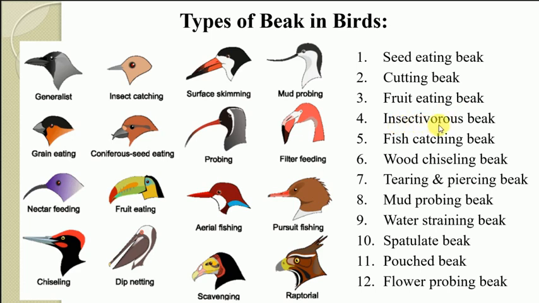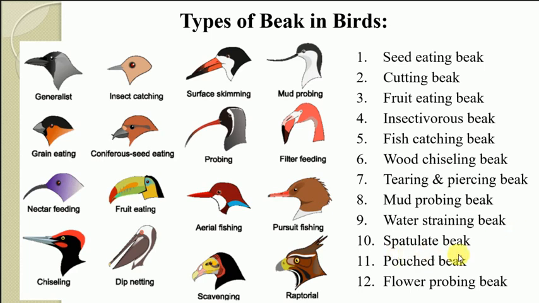Then the insectivorous beak is found in birds which feed on insects. Then the fish catching beak, useful for catching fish. The wood chiseling beak is found in the woodpecker. Then the tearing and piercing beak is a characteristic of carnivorous birds. The mud probing beak is found in birds which probe the mud for finding their prey. Then the water straining beak is present in birds like the duck and the flamingo, where they sieve the water for separating the zooplanktons and the phytoplanktons present in the water.